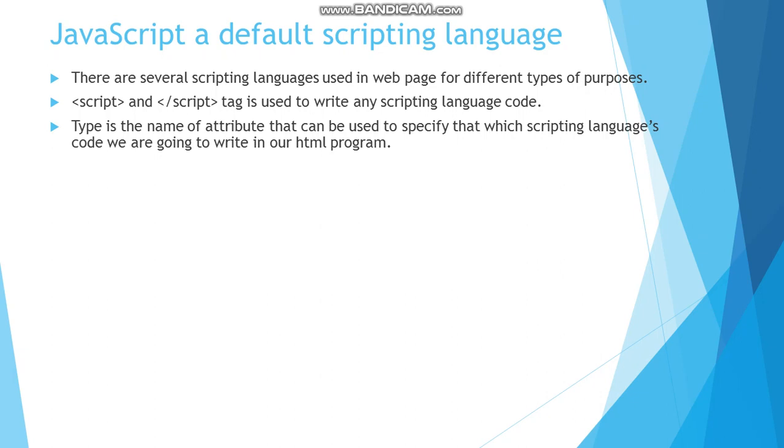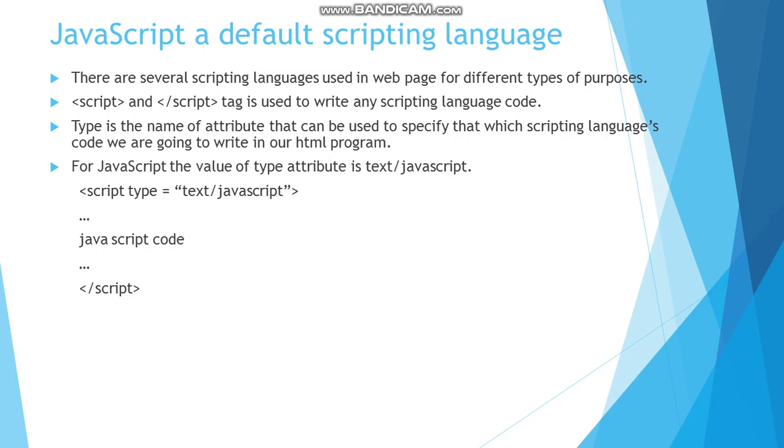So if you want to write JavaScript code, then you have to use script. Inside the script tag, you have to use the type attribute, and you have to write type is equal to text slash JavaScript. So remember, for JavaScript, the value of the type attribute is text slash JavaScript.